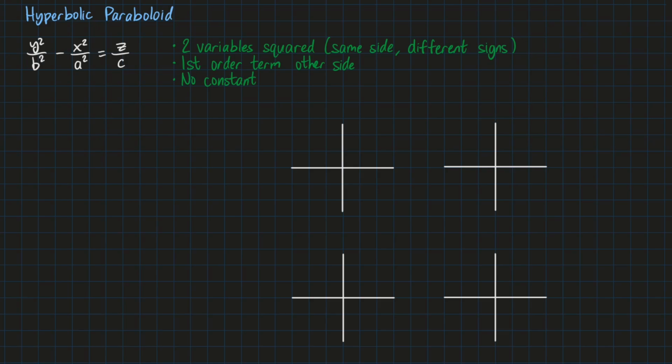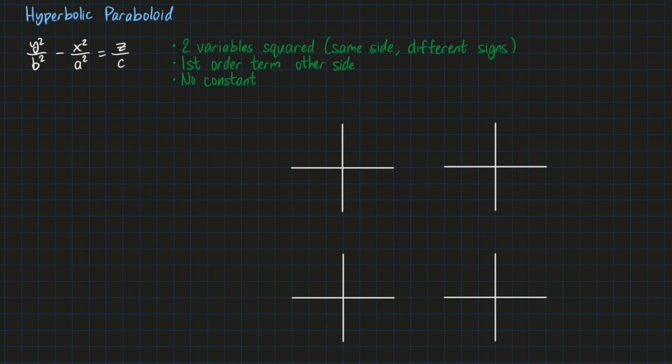And finally, we have the hyperbolic paraboloid. You can identify the equation of a hyperbolic paraboloid if you see the second order terms, when placed on the same side of the equation, have opposite signs. The other variable is in a first order term, and is usually placed on the other side of the equation. And there's no constant in this one either.